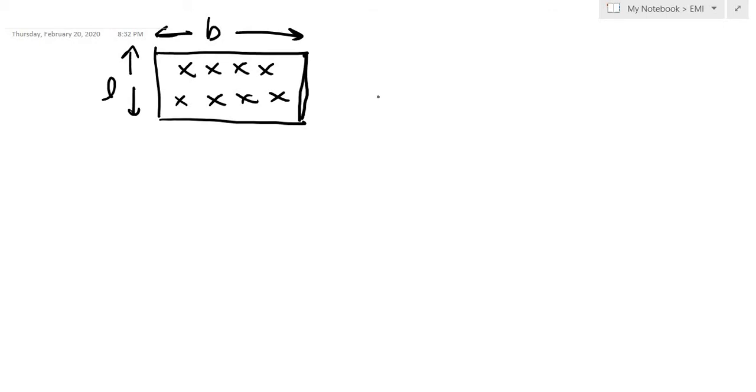metal sheet, or a metal plate that is moving in a magnetic field, there will be an induced EMF across it. So the magnetic field, if you remember my last video, is pointing inwards. It's penetrating the plane of the paper. Let's call this dimension B. This is L, and this is the direction in which it is moving, velocity.